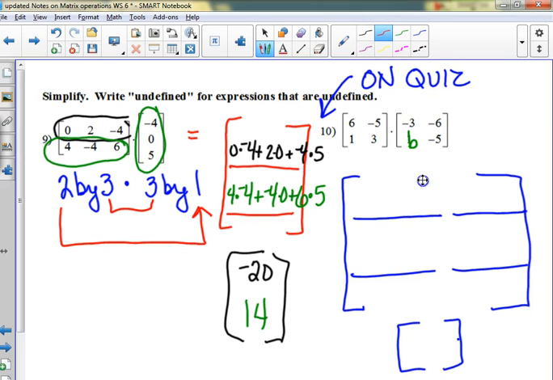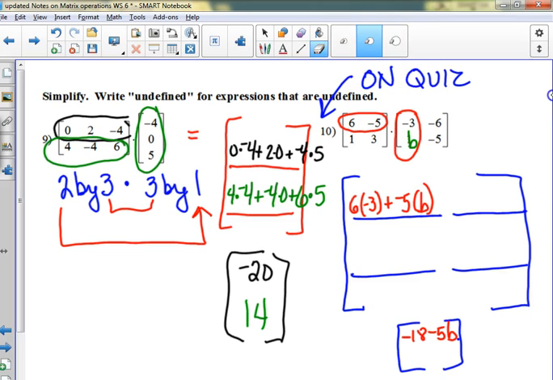To get row 1, column 1, I am multiplying row 1 by column 1. Does that seem okay? What are the entries in row 1? And over here in column 1? Okay, so I'm multiplying what? 6 times -3 plus -5 times b. What's that going to simplify to? -18 minus 5b? That was glorious. Yeah, it's not going to fit in my little box. Not even close, right?